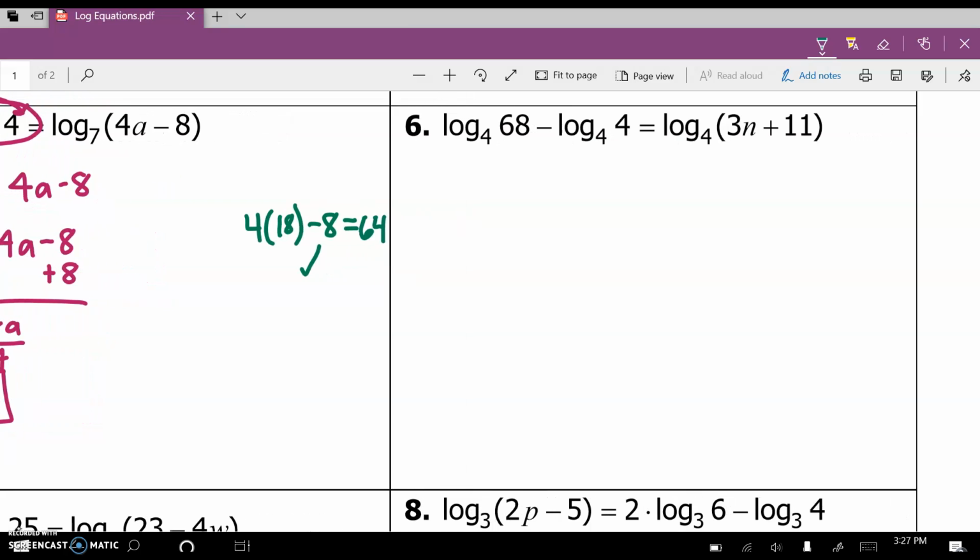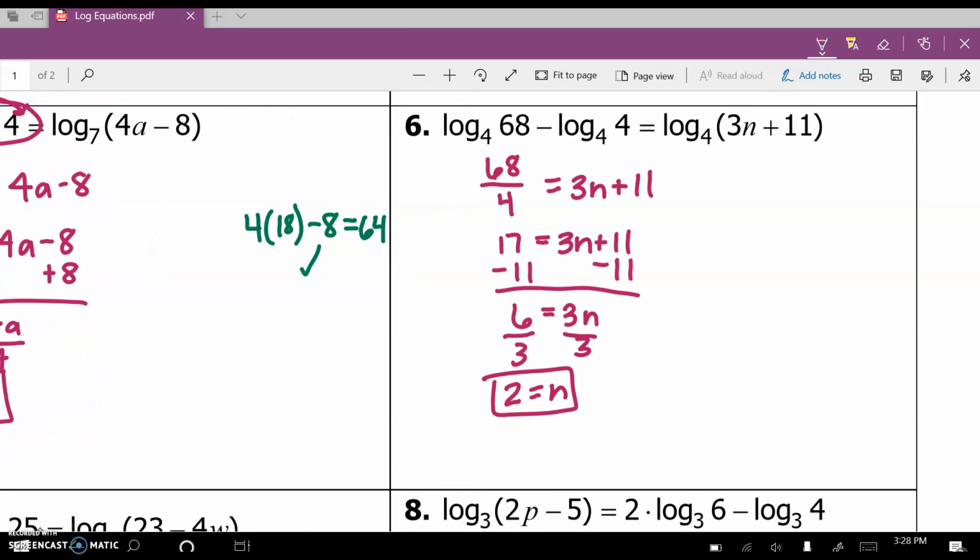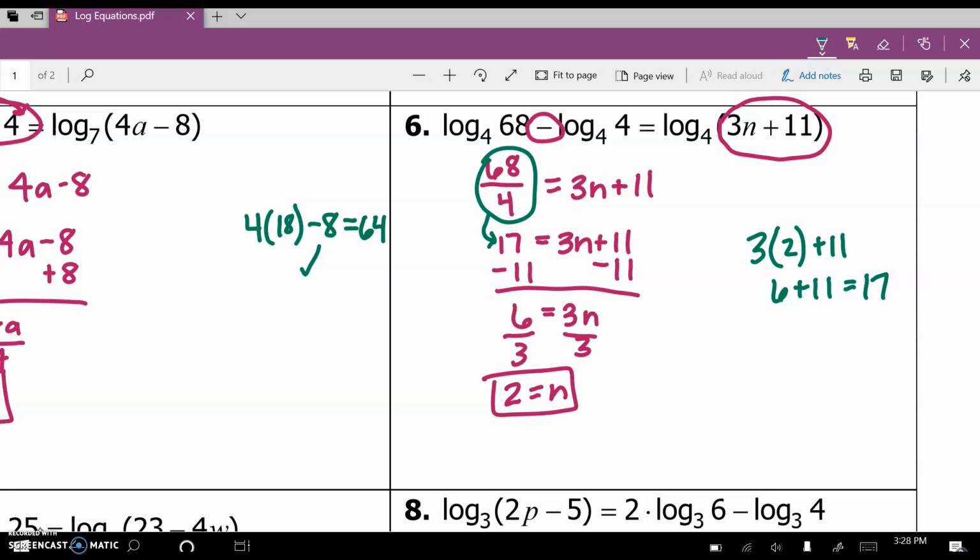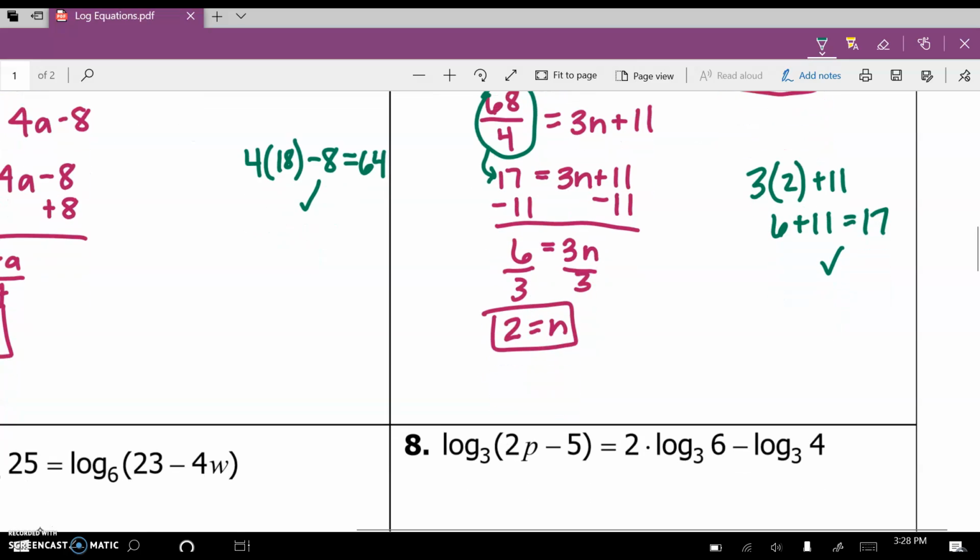I actually want you all to try number 6 as well. So whenever we have subtraction, then that means we're dividing. So you would have 68 divided by 4 equals 3n plus 11. So then when you solve, you should get 2. Now again, we only have a variable on the right side. So we need to plug in our answer, which is 2, for n. So that would be 6 plus 11, which is 17. And we know that 68 divided by 4 is indeed 17. So our math, again, checks out.